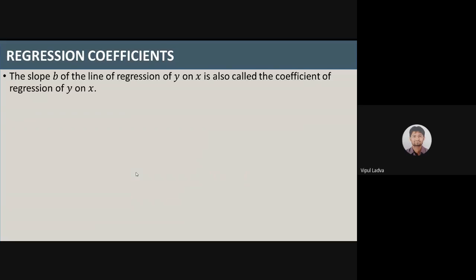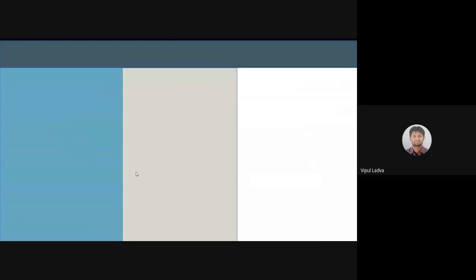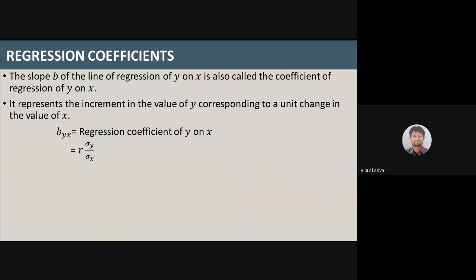properties related to regression coefficient. Regression coefficient: the slope B of the line of regression y on x is also called the coefficient of regression of y on x. Similarly, the slope B for the line of regression x on y is also called the regression coefficient of x on y. Is it regression coefficient? And one more word I am using, that is slope.